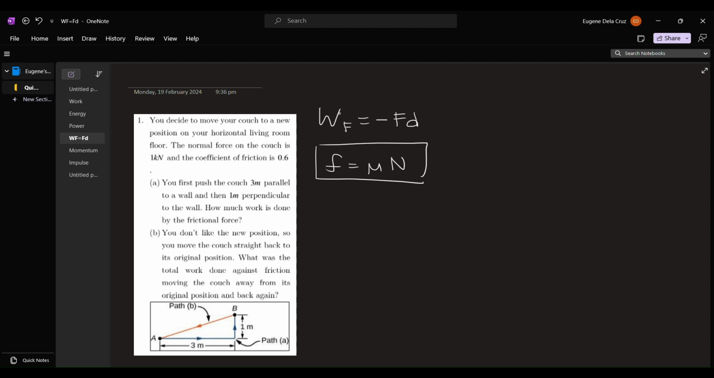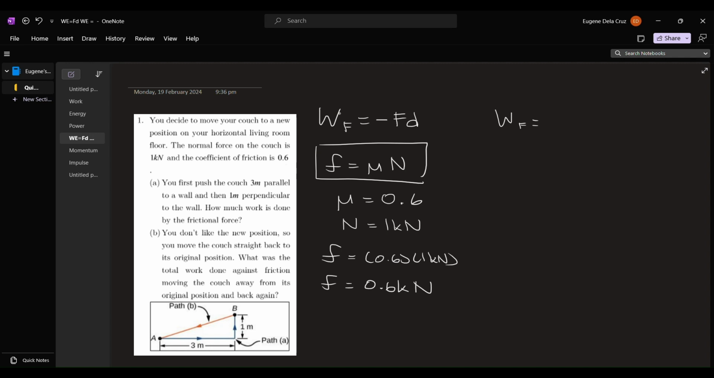So from the given problem, we know that the coefficient of friction is 0.6 and the normal force is 1 kN. So from here we can get that the force of friction is 0.6 times 1 kN, or simply 0.6 kilonewtons. So we can now get the work done.